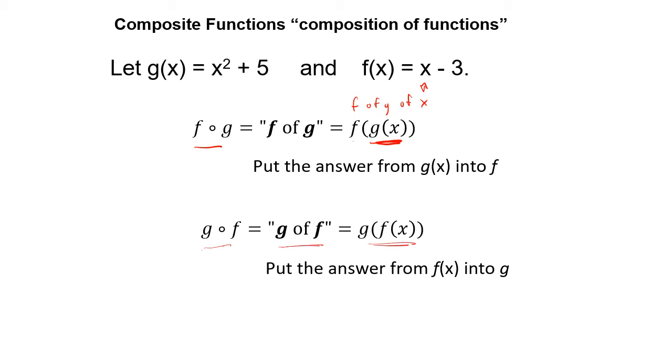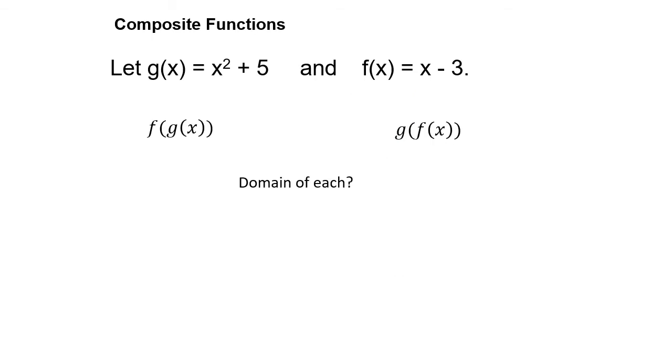Okay, so let's do this for an example. Here we go. If g of x is x squared plus 5 and f of x is x minus 3, what is f of g of x? And then we're also going to talk about the domain. So let's do this one first. F of g of x. What that's saying is take f of and then plug in x squared plus 5, right?